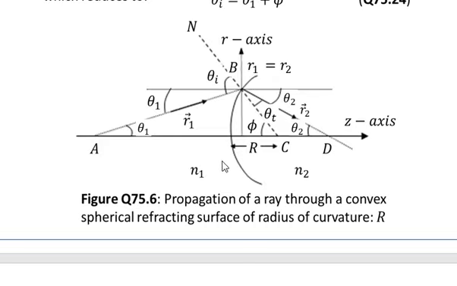And notice also the location of the refractive indices. On the left-hand side of this surface, the material has refractive index n1, and on the right-hand side of this surface, the material has refractive index n2. And the caption of this figure is the propagation of a ray through a convex spherical refracting surface of radius of curvature capital R.